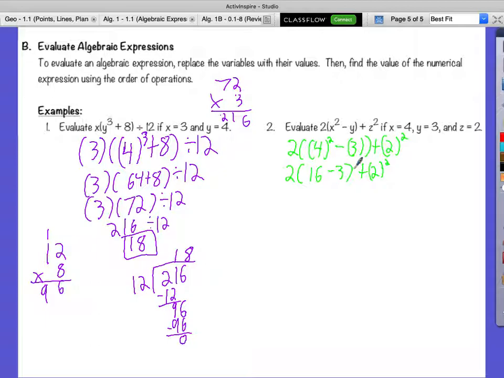Okay? So now we still have more stuff to do inside the parentheses. What is 16 minus 3, Chase? 13. Okay, 2 times 13 plus 2 squared. And truthfully, do we really need this parenthesis right here on this 2? No. Okay. So hey, speaking of that, what are we supposed to do next? The exponent, right? And what is 2 squared, Dalton? 4, okay? We have 2 times 13 plus 4. Okay?